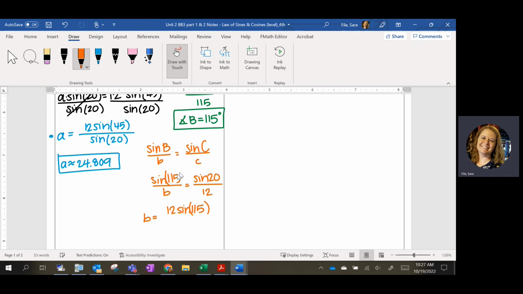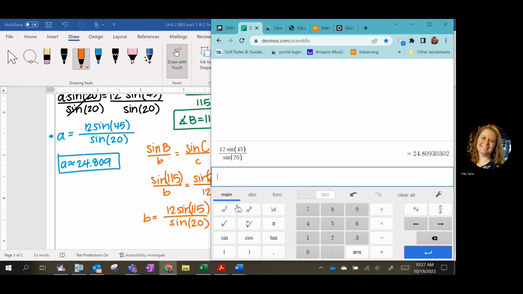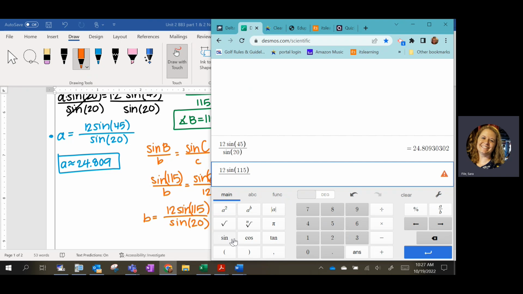You don't have to, when you're writing, put the parentheses. It's probably a good habit to get in so you can make sure that it matches what the calculator shows, because the calculator's definitely going to need to have the parentheses. And then you divide by the third known, which is the sine of 20. Okay, so we're going to plug that in. Over 10. All right, so that is sine. Oh, no, it is not yet sine. It's 12 sine of 115 divided by sine of 20.